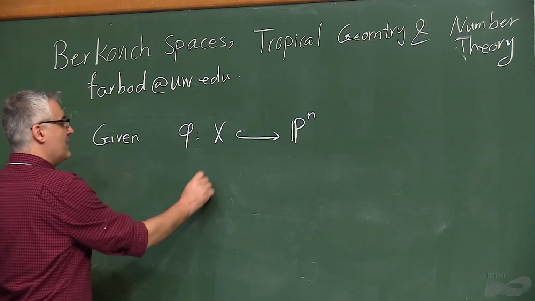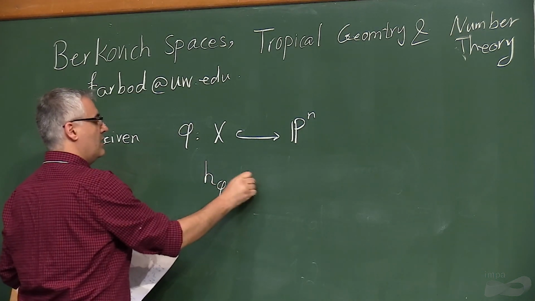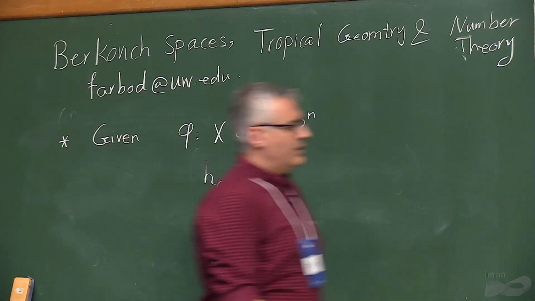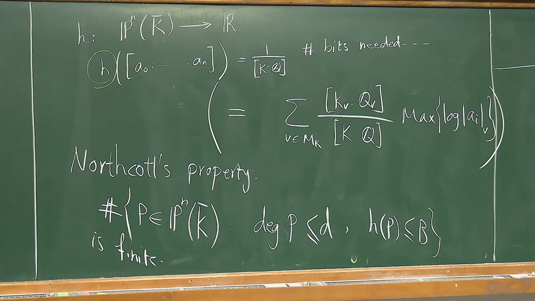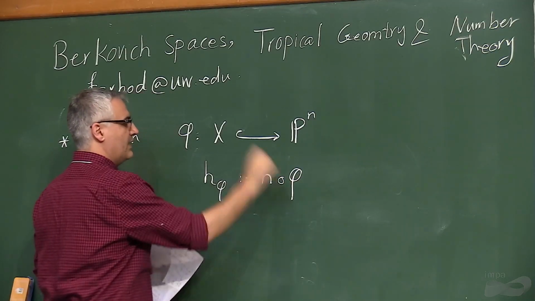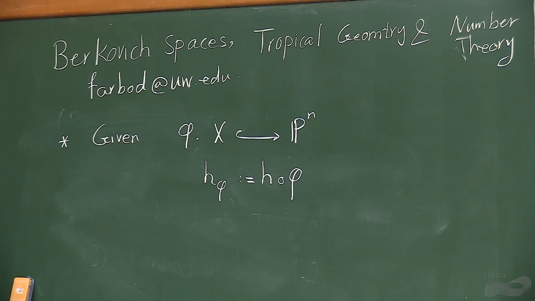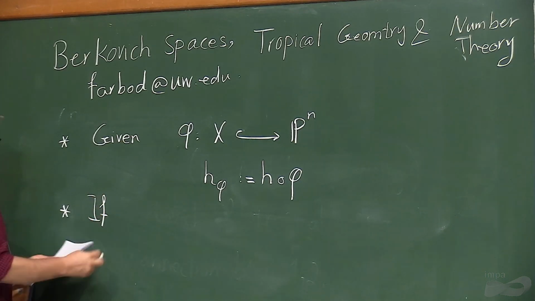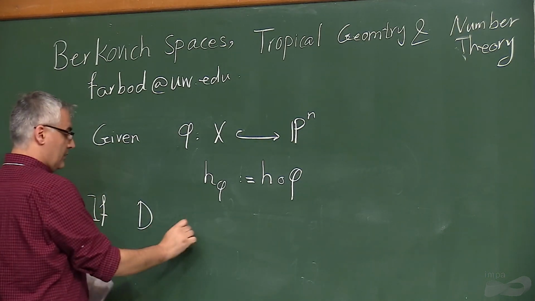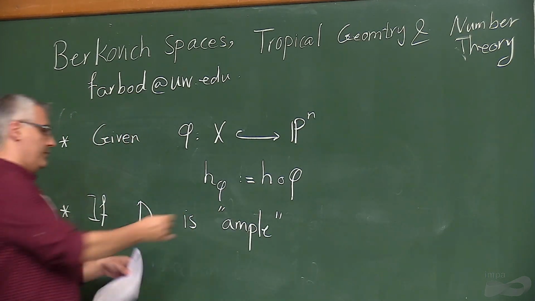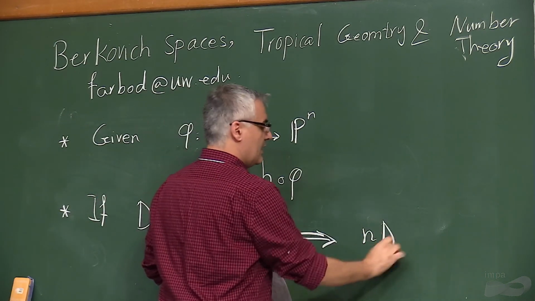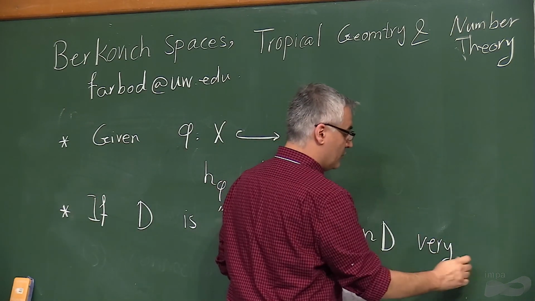So it's just a composition. You can define h sub phi to be the composition of this h with phi. I have to use phi first and then take the height of that point. But it's not very clear how I would fix the map. If you know a little bit of algebraic geometry, you can do this if you have an ample line bundle or divisor. Ample means some multiple of it is very ample, which means you get a map into projective space.